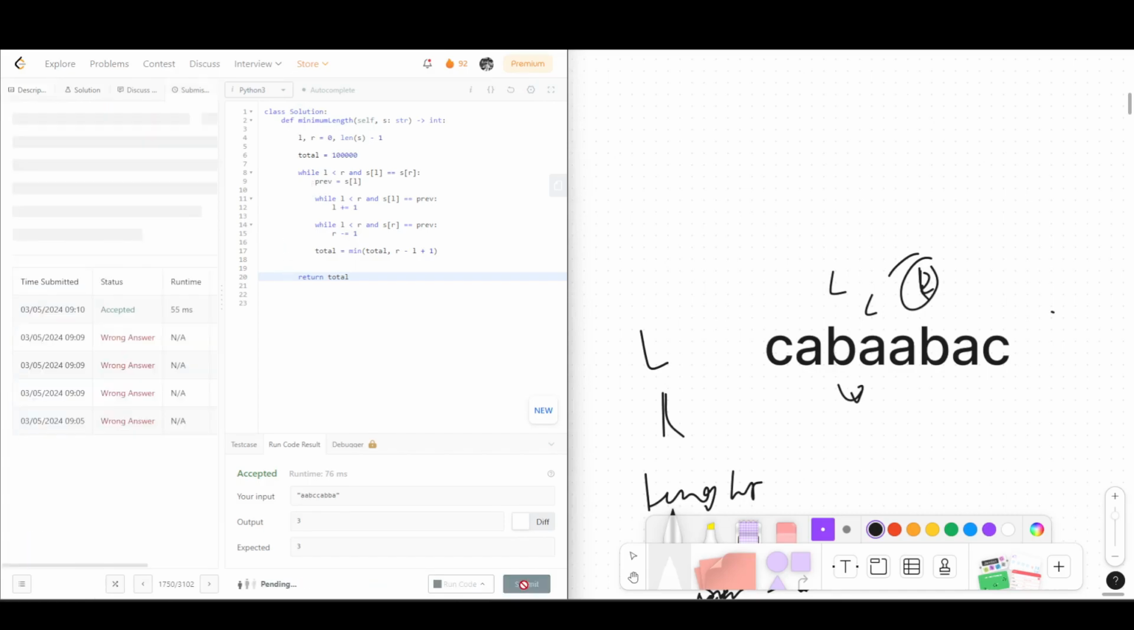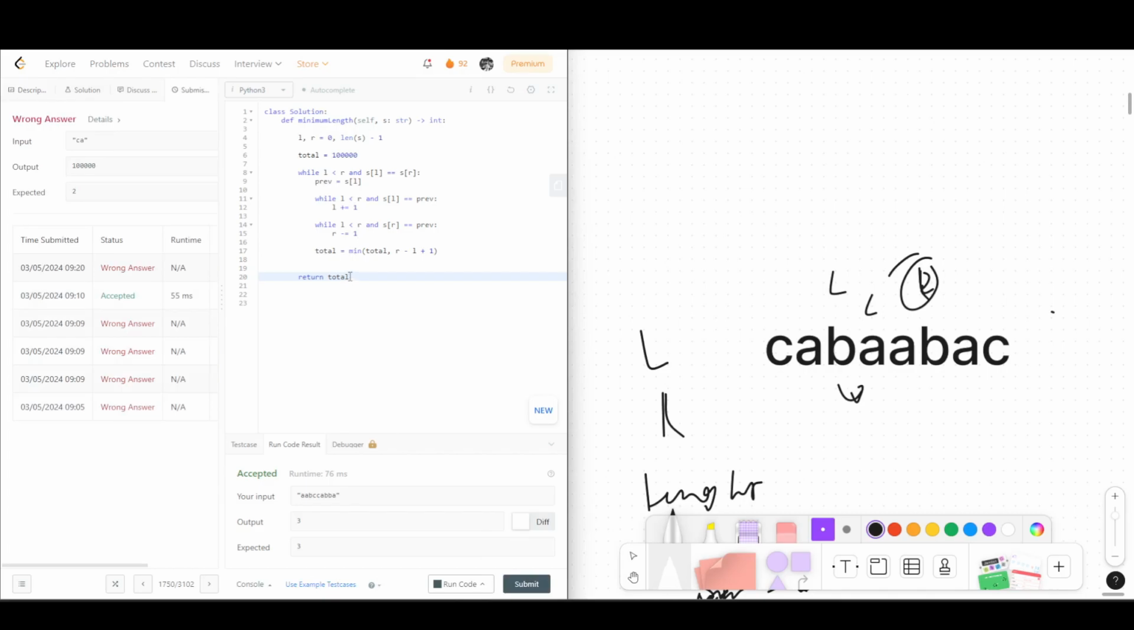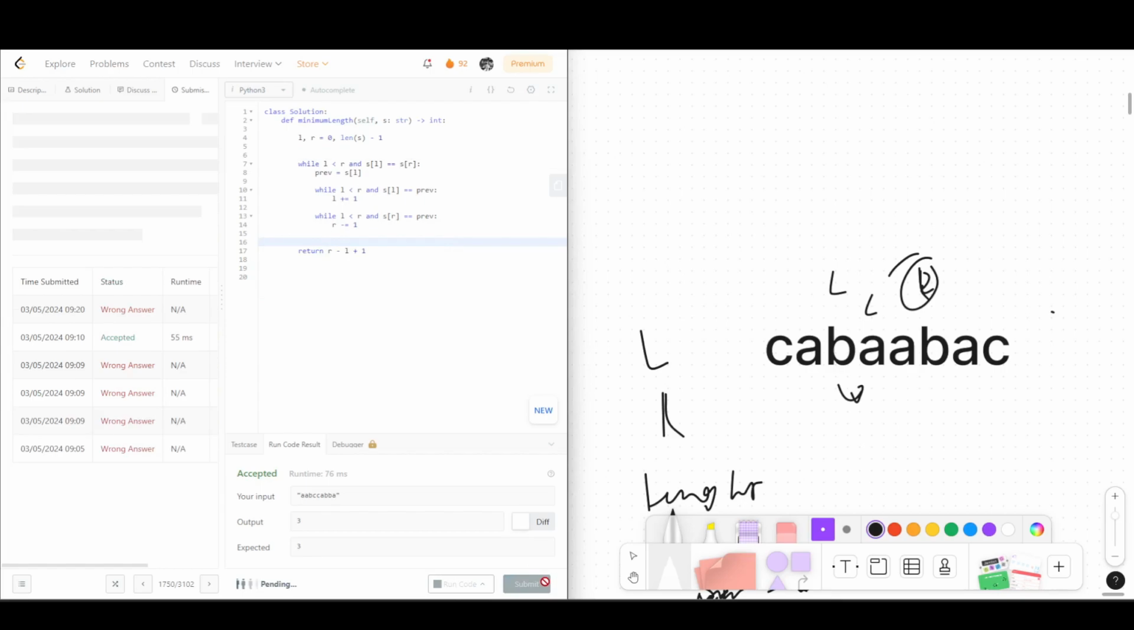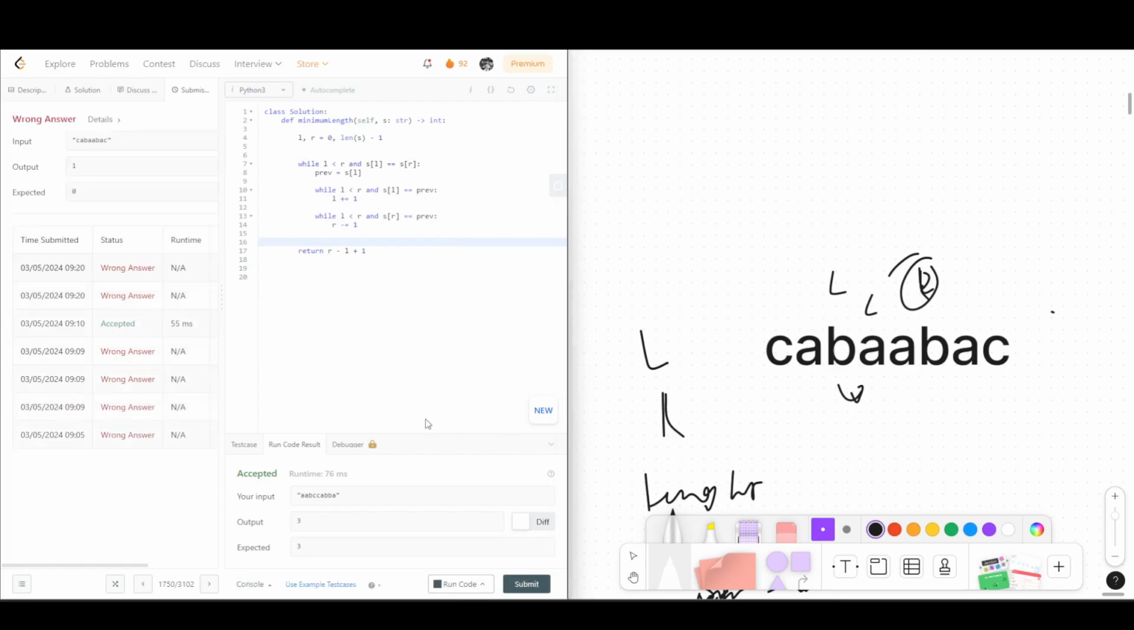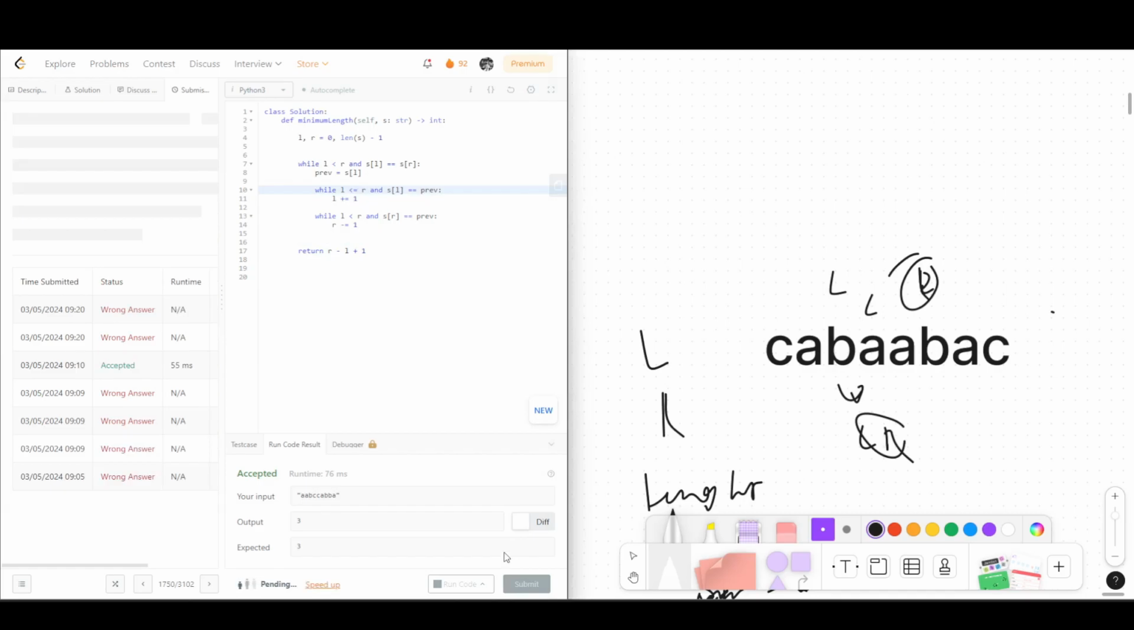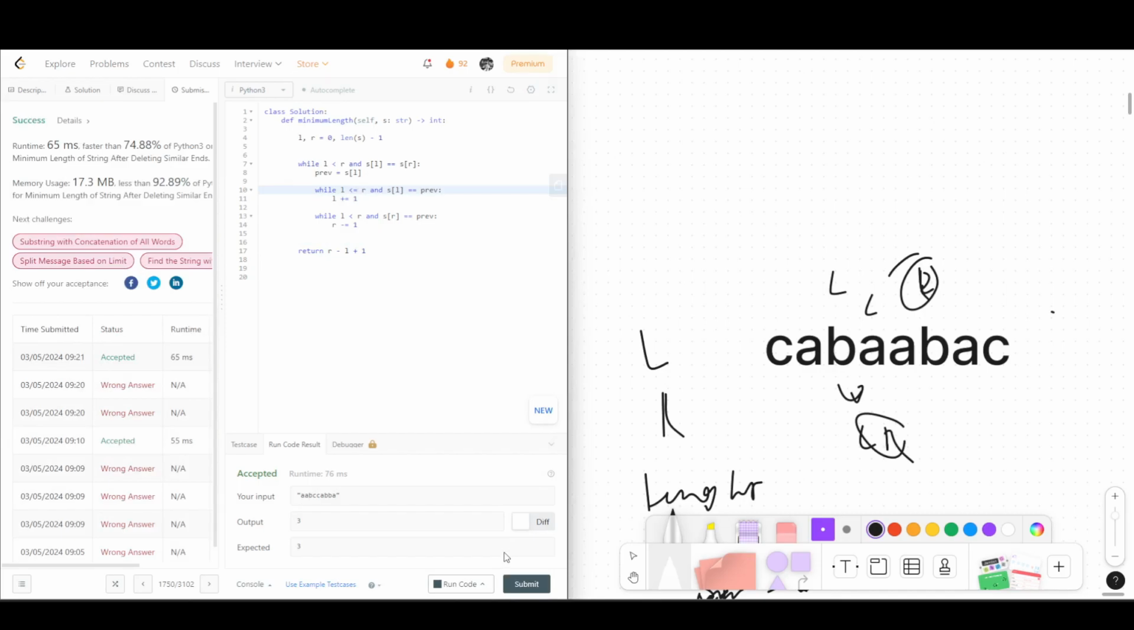So if we press this, yeah. Turns out we don't need this. Anything else? All right. So when you get to this point, R and L are in the same place. There we go, guys. Big O of n solution.